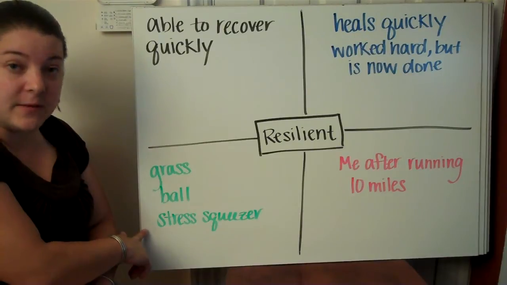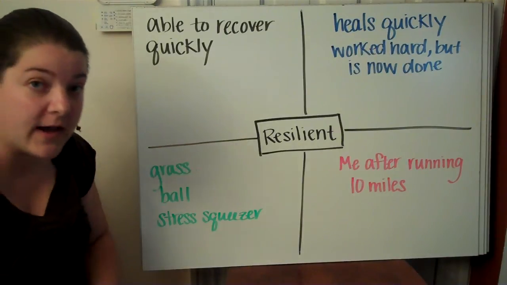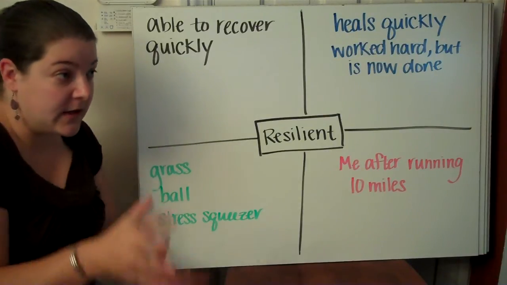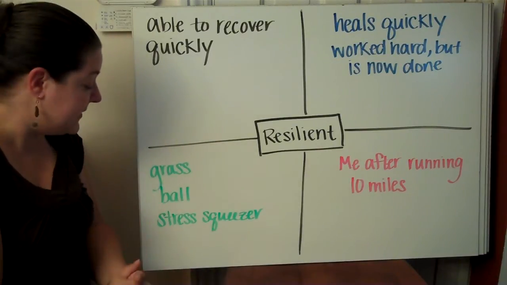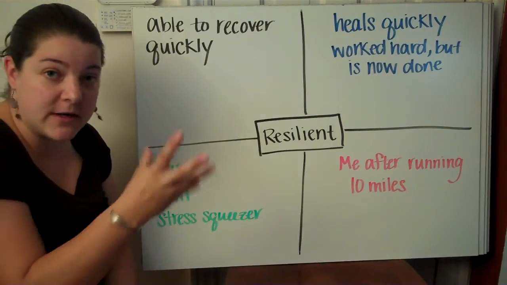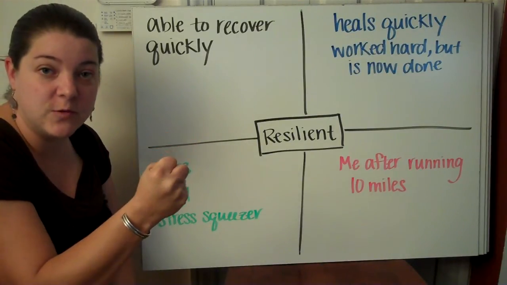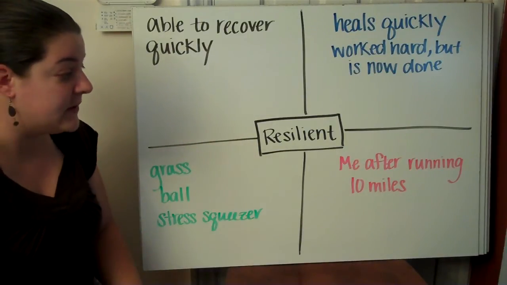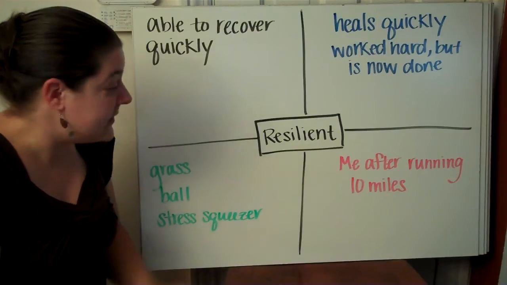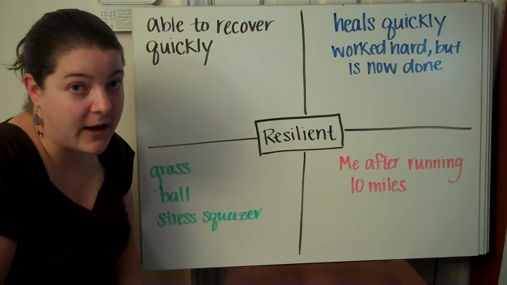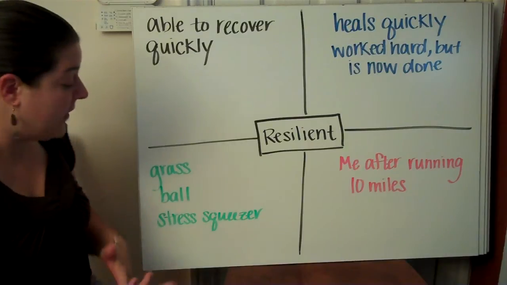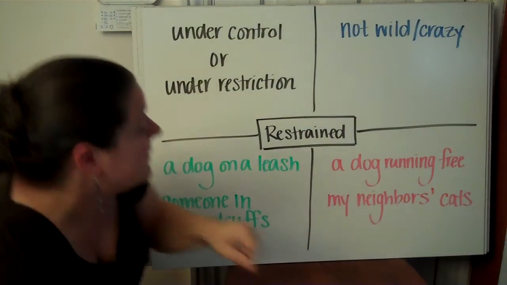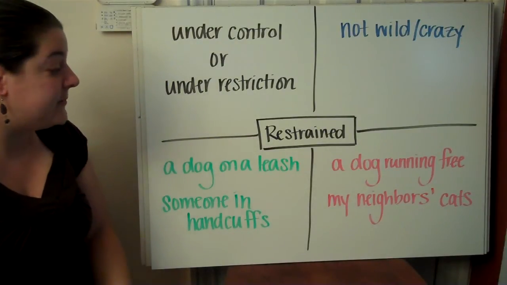So some examples of this would be grass. When you walk on grass, it quickly bounces back. It's resilient. Wilbur's ball. He squishes it, but it pops back into shape. Or a stress squeezer, something that you squeeze to get rid of stress, but it pops back into shape quickly. Those are all resilient. Things that are not resilient would be me after running 10 miles. It's going to take me a bit to recover from that.